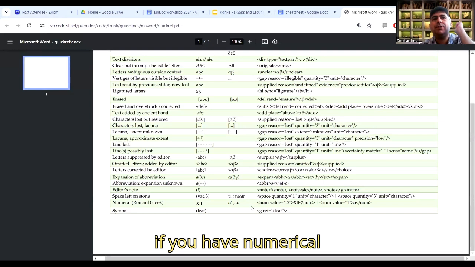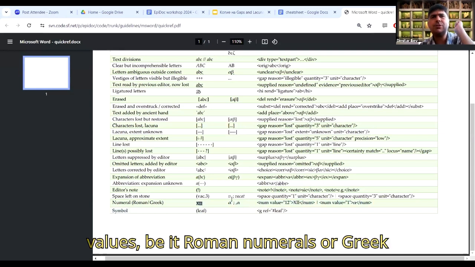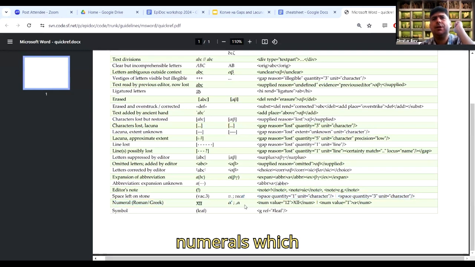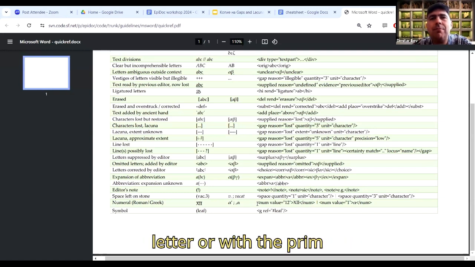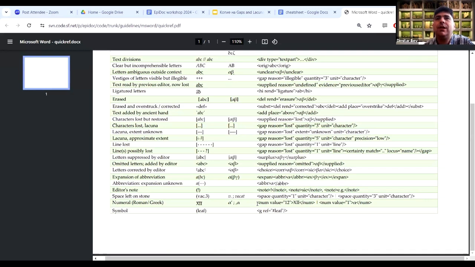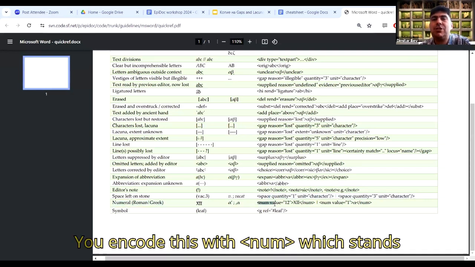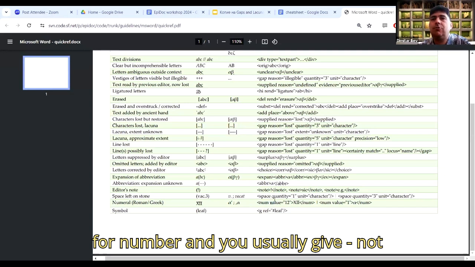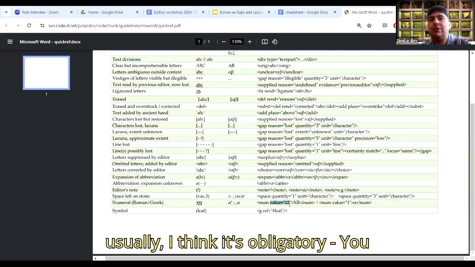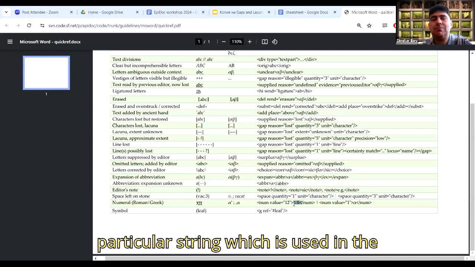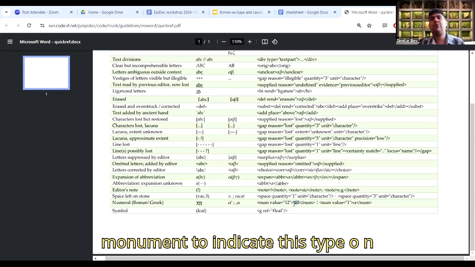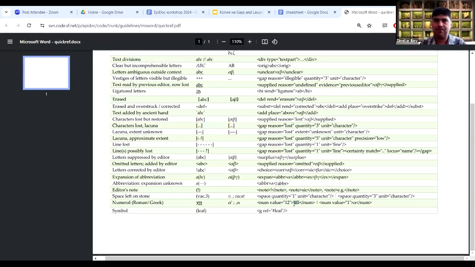If you have numerical values, be it Roman numerals or Greek numerals, which are usually rendered with either a horizontal line over the letter or with a prime sign at the upper right corner of the letter, you encode this with num, which stands for number, and you usually give, not usually, but I think it's obligatory, you give the value of the number, and inside the num element is the particular string which is used in the monument to indicate this type of number.